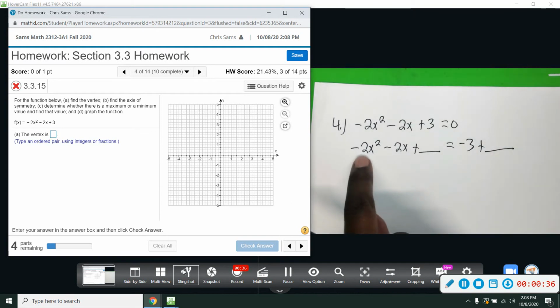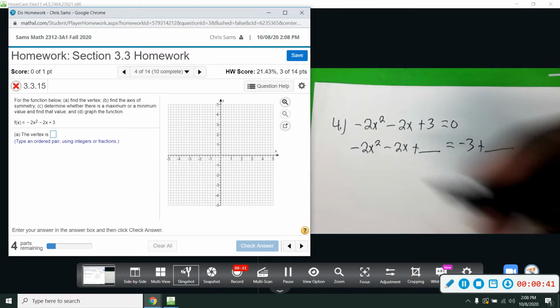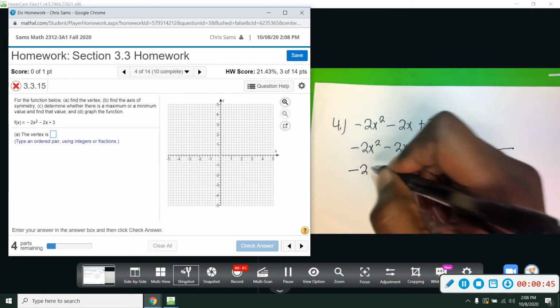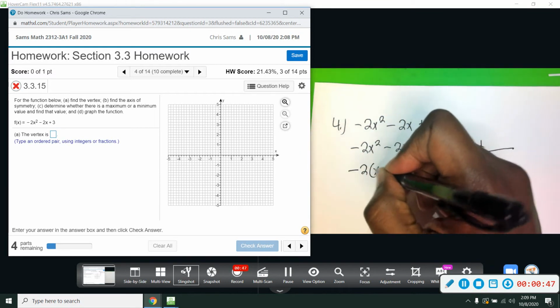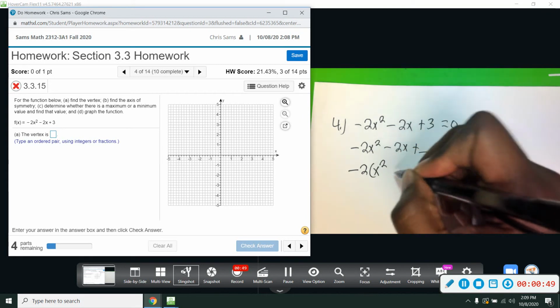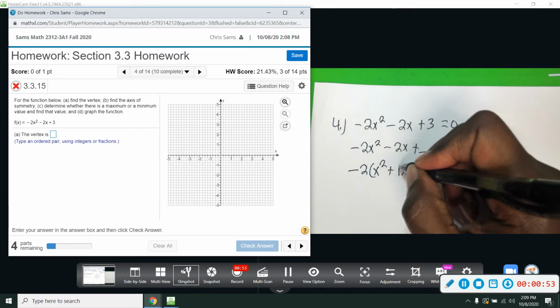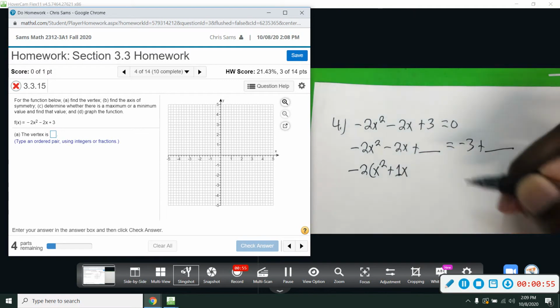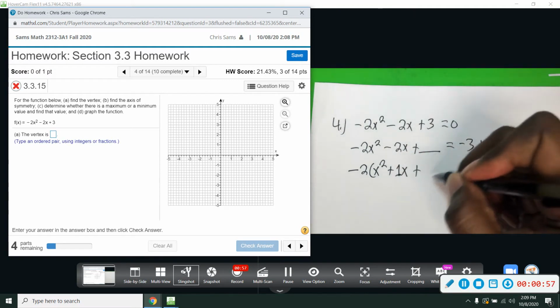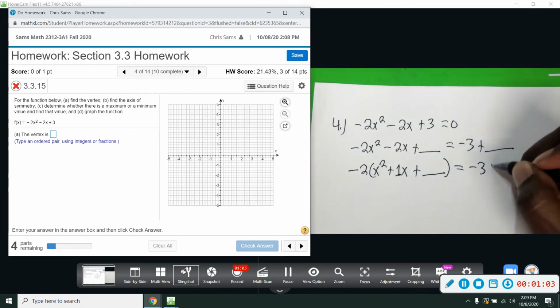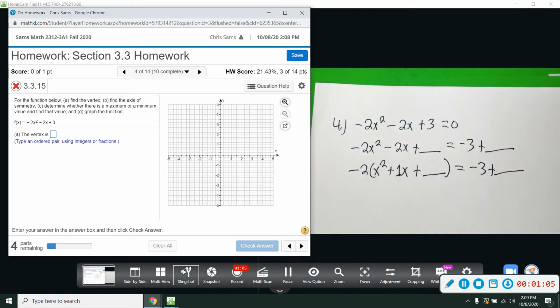Again, we have a number other than 1 out front, so we need to divide or factor out a negative 2. Dividing by negative 2, that will become a positive 1, positive 1x. Normally we don't write the 1, but I'm just showing it here. And then plus blank. I'm going to be adding something here. Equals negative 3 plus blank.